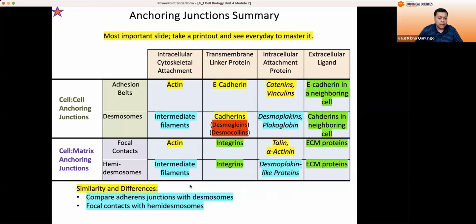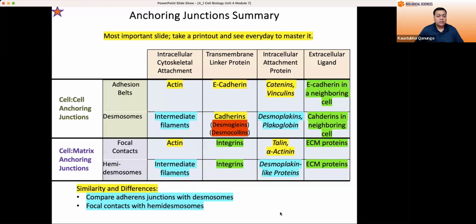Here, I'm pointing out the things that are similar. For desmosomes and hemidesmosomes, the intracellular attachment proteins are similar: desmoplakin, plakoglobin. That's why they are colored the same. On the other hand, the extracellular ligand between the adherens junction and the desmosome is similar, which is why they are colored the same. And the focal contact and hemidesmosomes are colored the same because the extracellular ligand is the same, whereas the transmembrane linker proteins between the focal contact and hemidesmosome are both integrins.